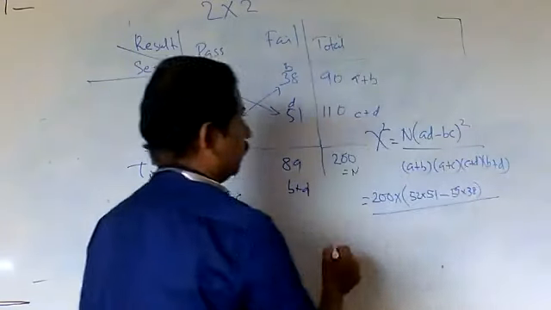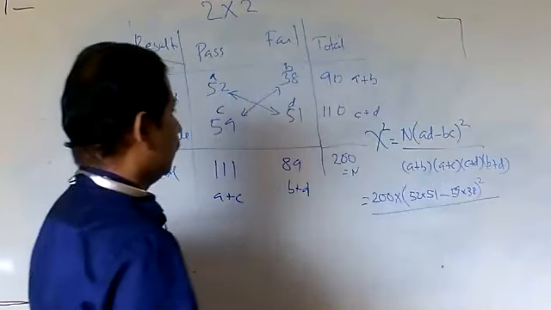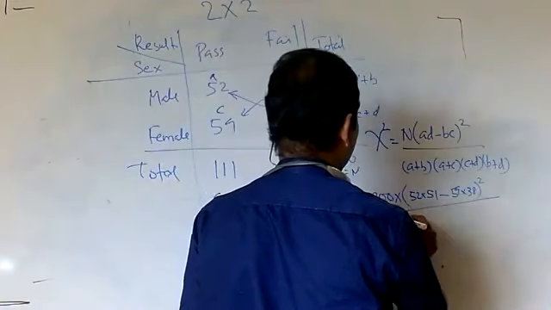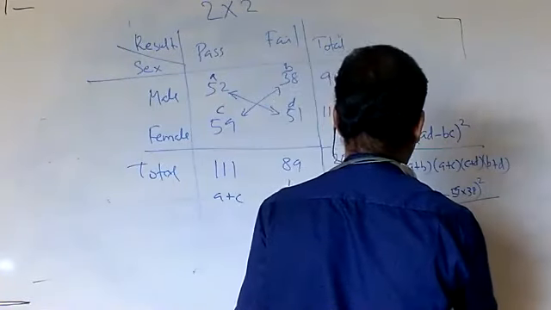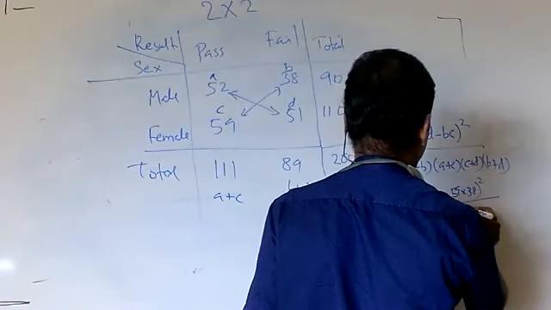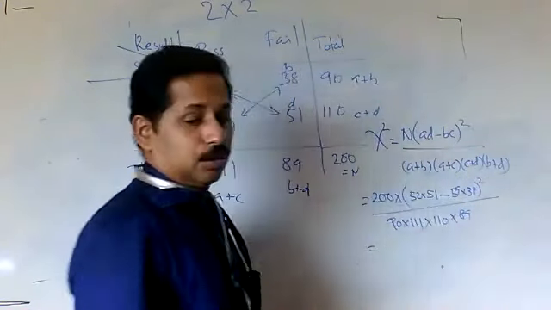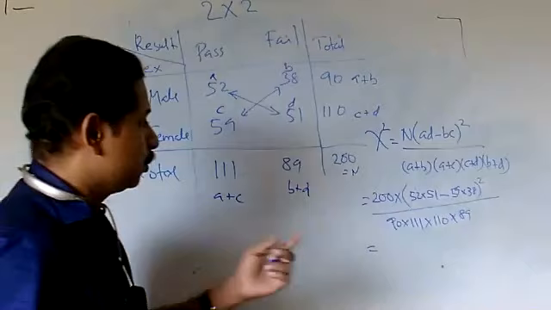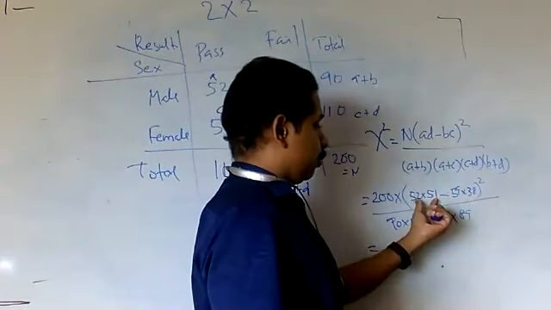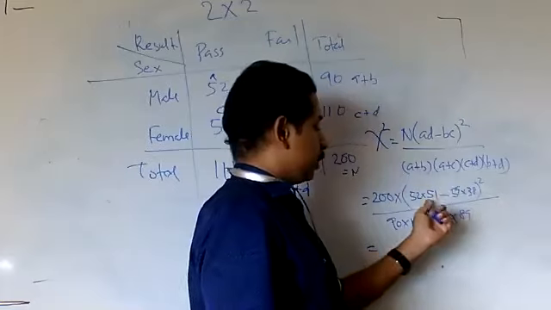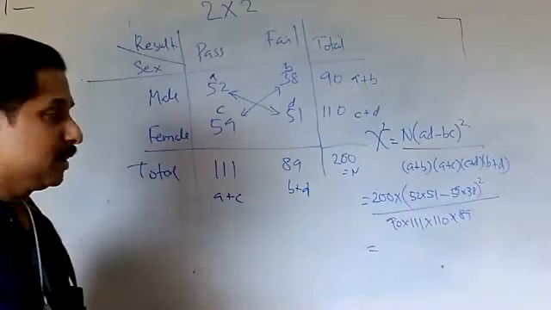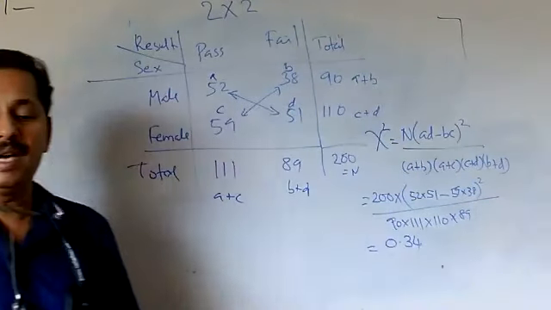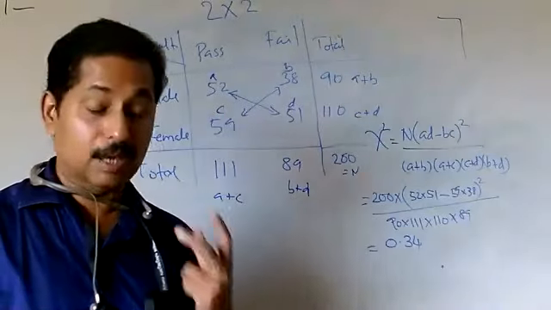That is the square. Then that divided by column total into row total. That means 90 into 111 into 110 into 89. So using a calculator, you can find the value of this chi-square. You just multiply these two values, subtract this product, square that, multiply by 200 and divide. So after computation, you will get the value 0.34. So this is the chi-square calculated value.